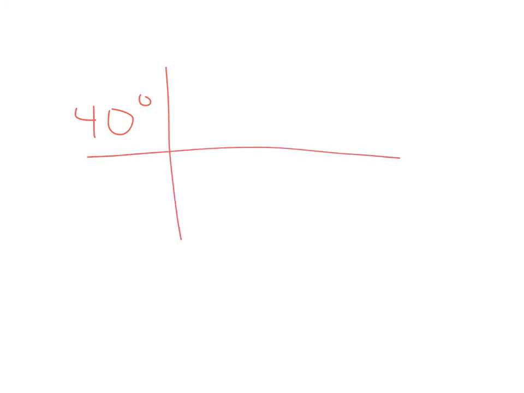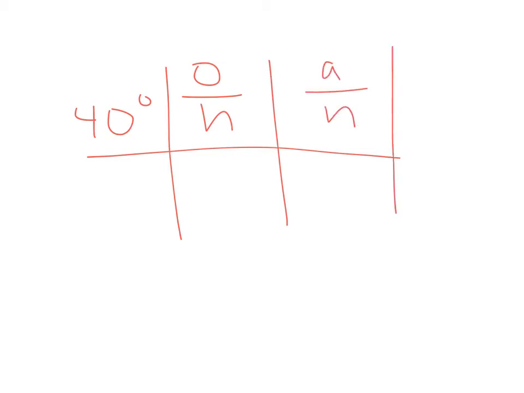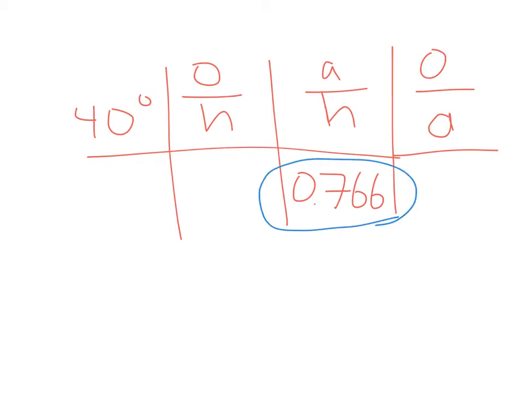Okay, so we have our opposite over hypotenuse, adjacent over hypotenuse, and opposite over adjacent. If we look at our adjacent over hypotenuse, we will see that the adjacent over hypotenuse value for 40 degrees is 0.766. So as a group, I want you guys to think about what this 0.766 tells us. We know the adjacent over hypotenuse value for a 40-degree right triangle is 0.766, so how can this number help us solve a problem?